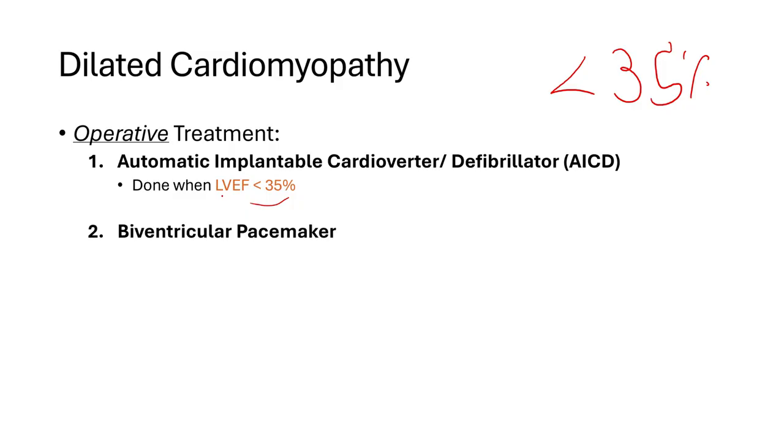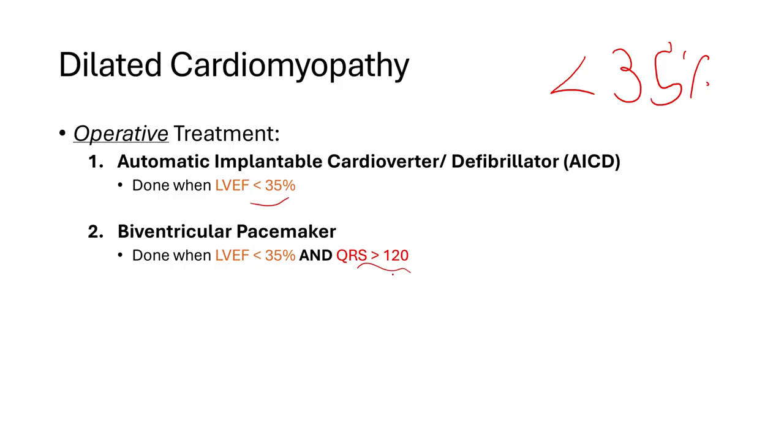The other option is something known as a biventricular pacemaker. This is also going to be done when the ejection fraction is less than 35%, but you also need to have a QRS greater than 120. This should make sense. The QRS greater than 120 is going to be a widened QRS. Widened QRS implies that there is some sort of ventricular desynchronization.